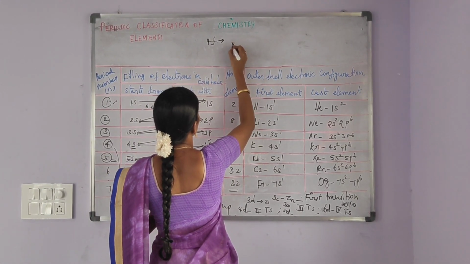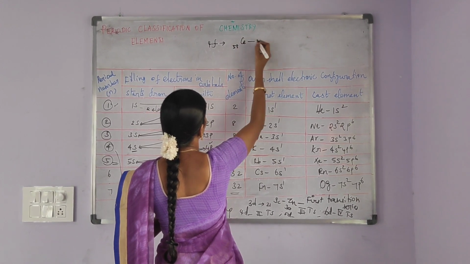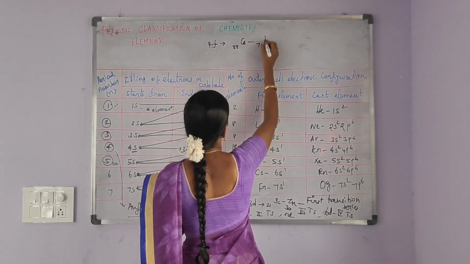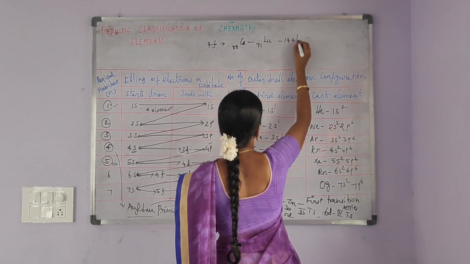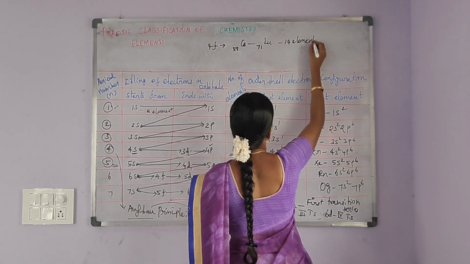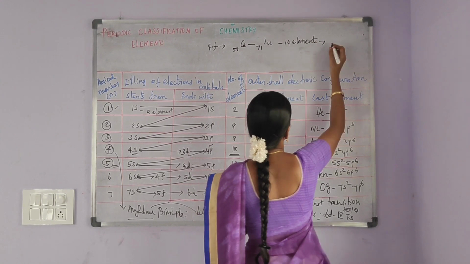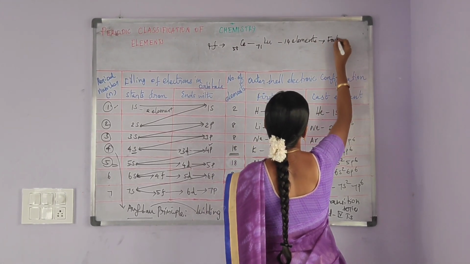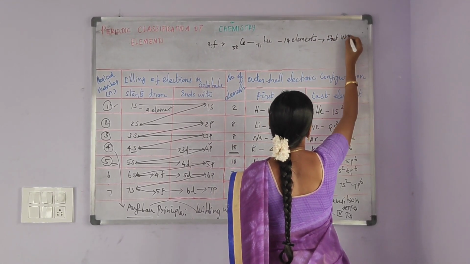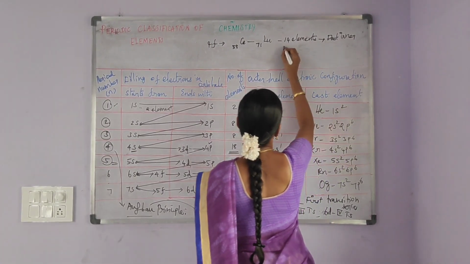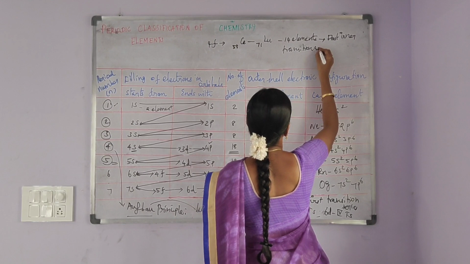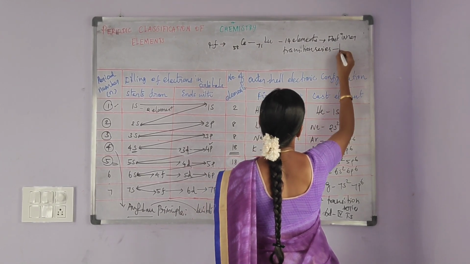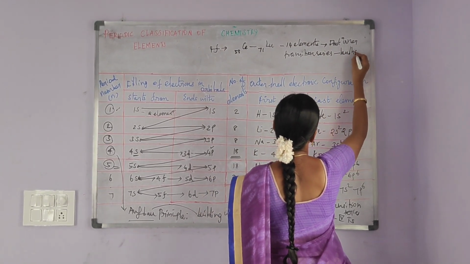In the sixth period, the elements involved in the filling of 4f orbitals are from 58 cerium to 71 lutetium, totally 14 elements. These 14 elements are called the first inner transition series, also called lanthanides.